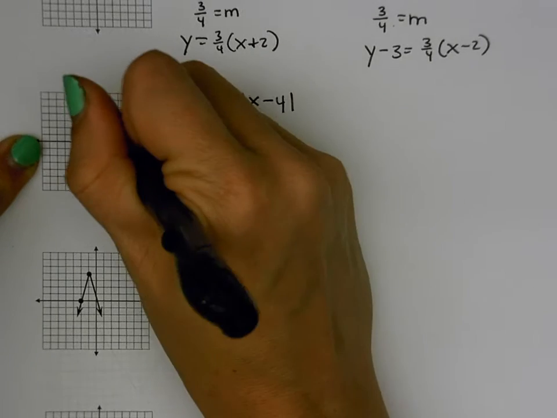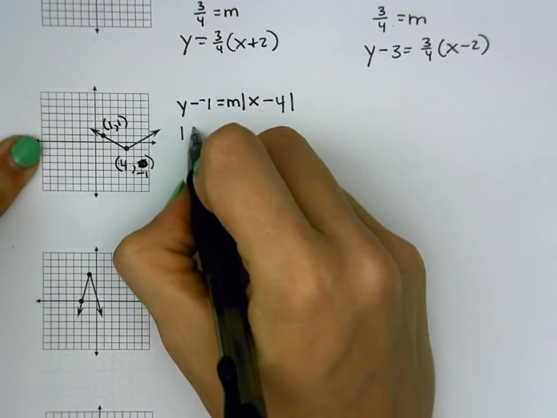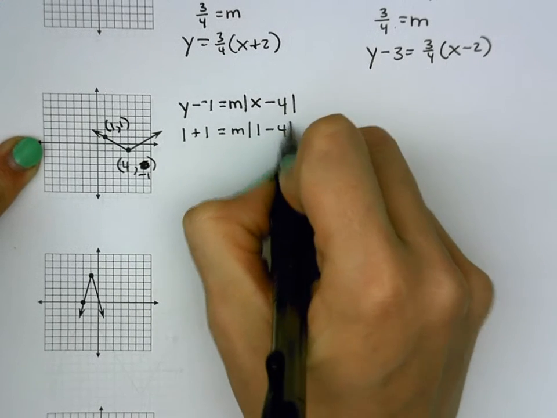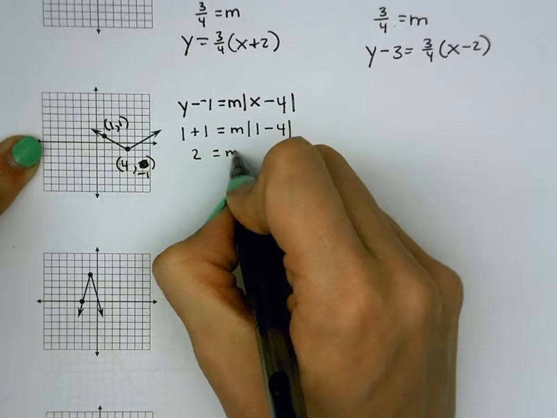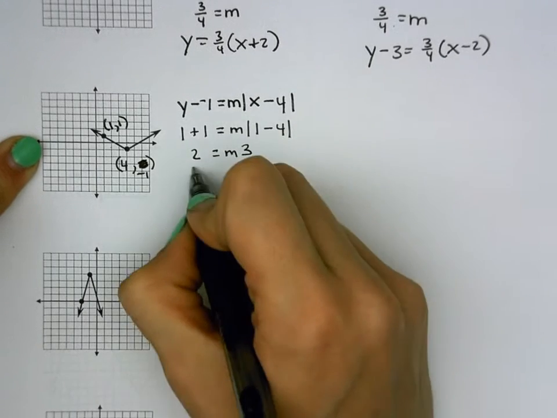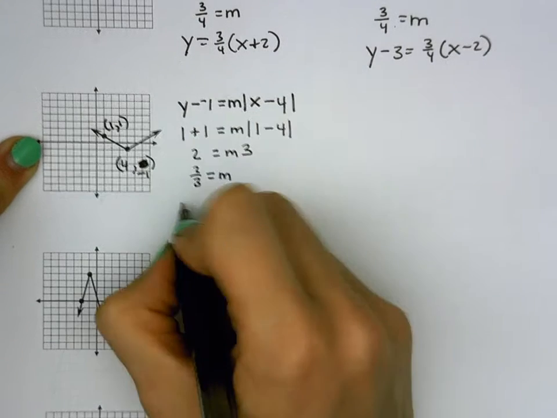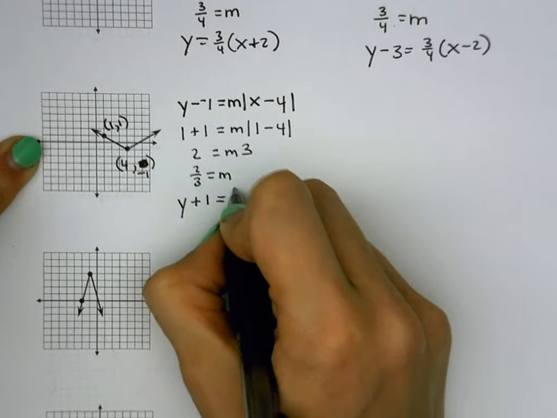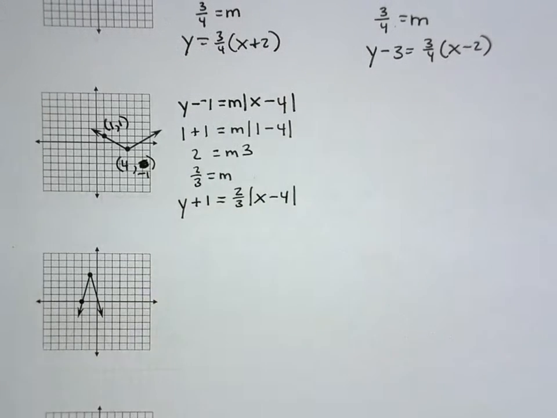Here's now where the other point comes in. My other point is (1, 1). So I'm going to go ahead and plug that in. 1 plus 1 equals m times the absolute value of 1 minus 4. 1 plus 1 is 2. The absolute value of 1 minus 4 is 3. And so my slope is 2/3. And so that's my equation. Either y minus -1 or y plus 1 equals 2/3 times the absolute value of x minus 4.